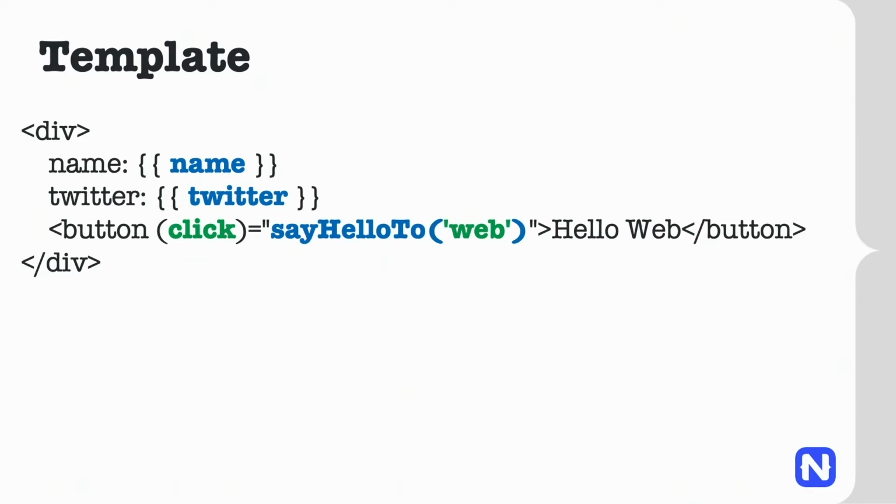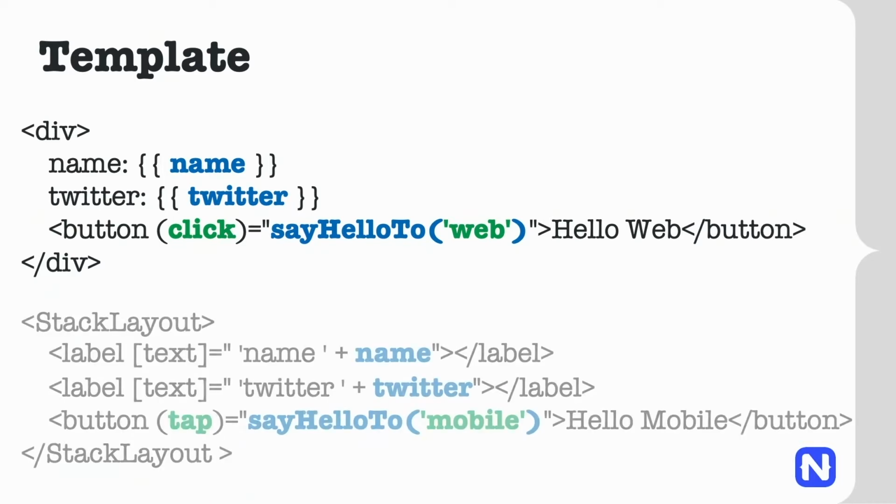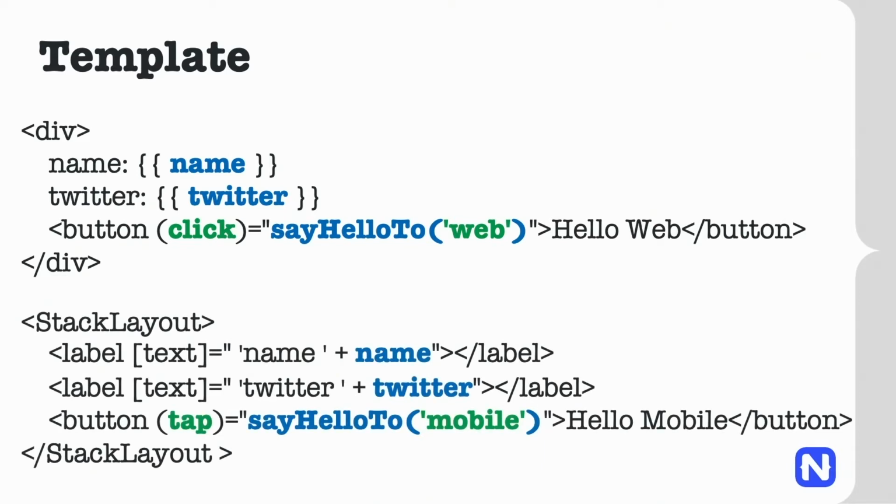Nice and simple. The thing is that I can actually use the same component, but I could have a NativeScript specific template, which would use slightly different components. In this case, we wouldn't have a div because there's no such thing as a div on iOS or Android, right? This is a web thing. So in our case, we would use a stack layout. We would have a couple of labels where we would display again the name and the Twitter handle, but also we can add a button that calls the sayHelloTo and passes mobile.